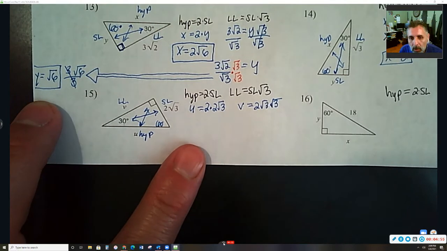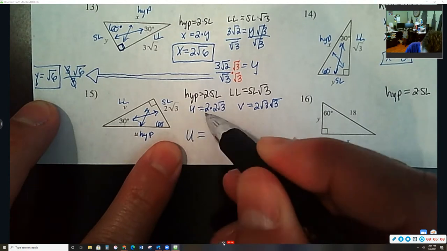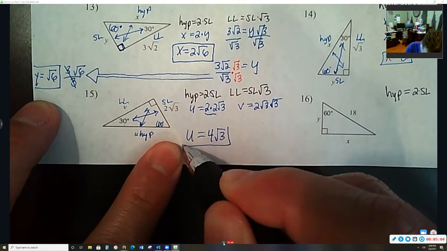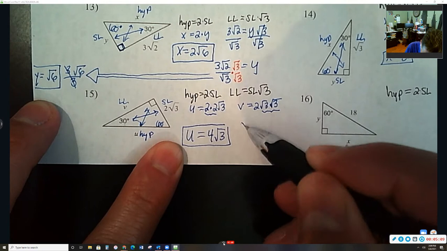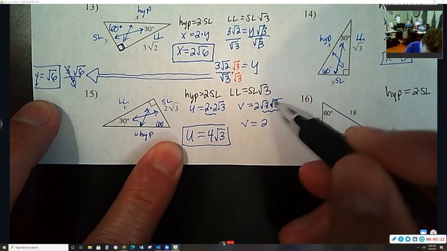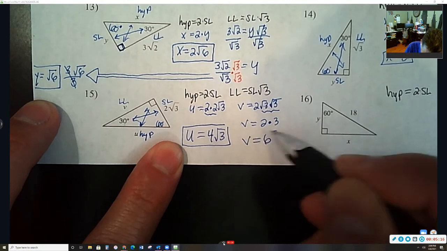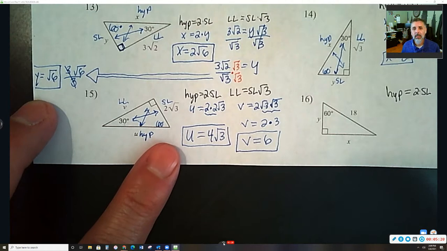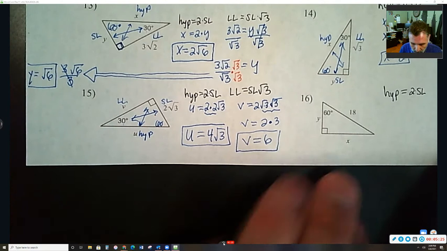Whew! So those are the two equations. Let's simplify these. u, just multiply those. For v, multiply these. V is 2, square root of 3 times the square root of 3 is 3. V is 6. Easy. Easy peasy lemon squeezy. Let's move on to 16. Pause it if you need to pause it.